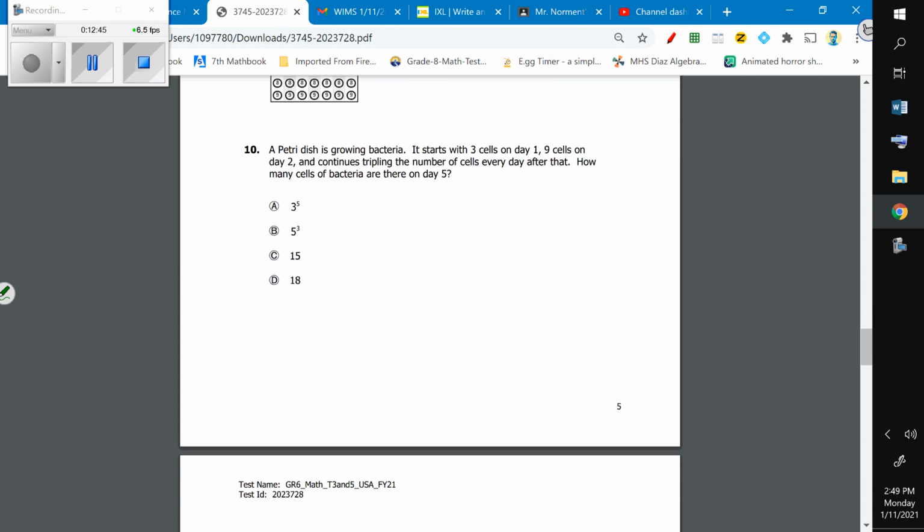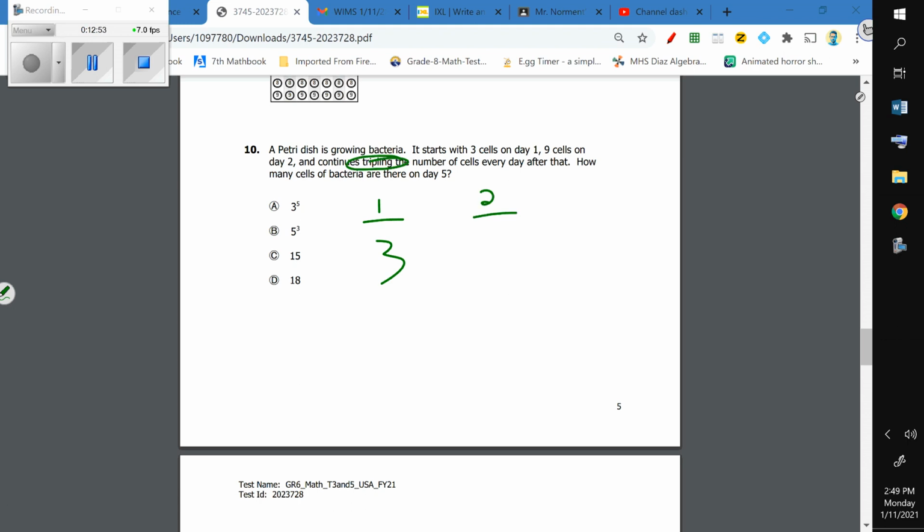Anyway, number 10. So you start with day 1, 3 cells, and then it multiplies. And day 2, it says it triples. What triples means is times 3. So it triples so that you have 9 on day 2. On day 3, it triples again. So that means times 3. So 3 times 3 is 9. 9 times 3 is 27. And then 27 times 3, and it keeps going.